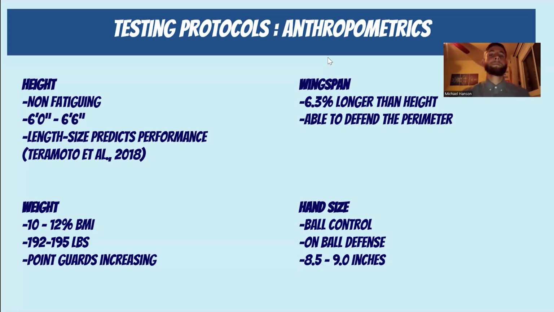So starting with height, again, this is not fatiguing. So 6 foot to 6'6". This falls within the D1 average height size for our backcourt guards, point guards, shooting guards.